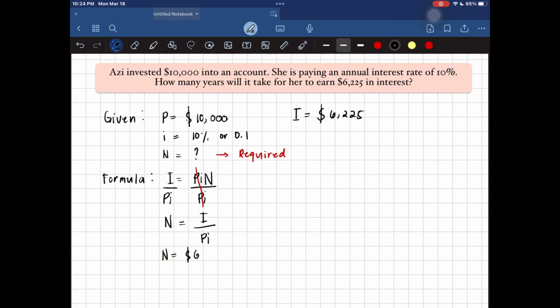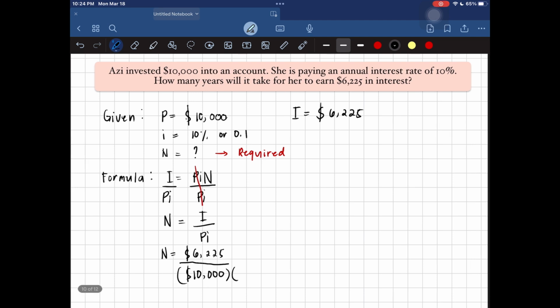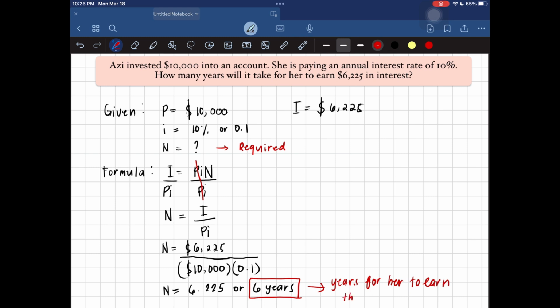So N is equal to $6,225 over $10,000 times 10% or 0.1. So now our N is equal to 6.225, or 6 years to be exact. This is the total number of years for her to earn the interest. So that's it. We're done with problem number 2, and now let's proceed to problem number 3.